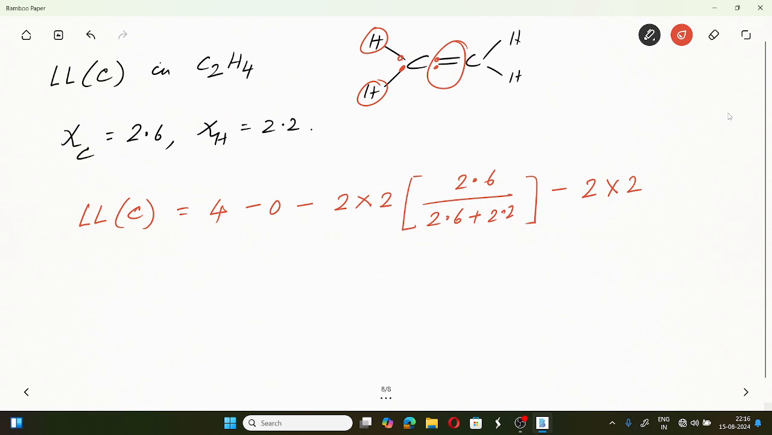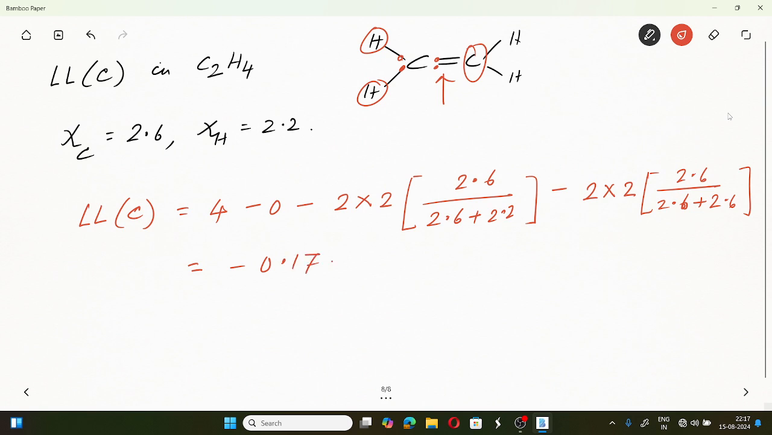Just as two bonds are formed with hydrogen, it is also forming 2 bonds with carbon. So 2 into 2 bonds with carbon, 2.6 divided by 2.6 plus, the neighbouring atom here is another carbon, so 2.6, like this. If you calculate this, it will become minus 0.17. So this is the Lewis-Langmuir formal charge over carbon.